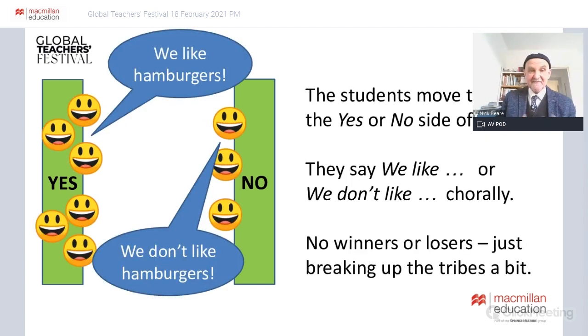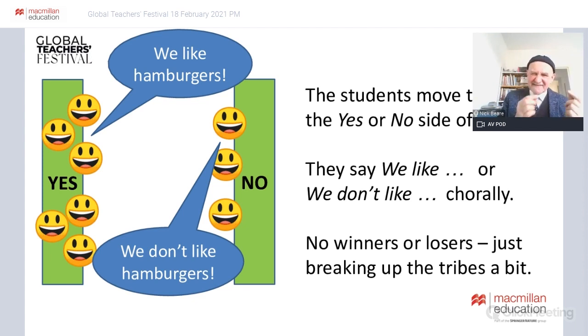So, for example, the students move to the yes or no side of the class, and then, and this is the one that really makes it a whole class activity or a little group activity, they say 'we like' or 'we don't like' chorally. So they all say together, we like hamburgers, and all together, we don't like hamburgers. They become a new kind of group. They've got their own little inclusion things. This is great for the students who weren't actually part of a group before. Suddenly, they are part of a group.